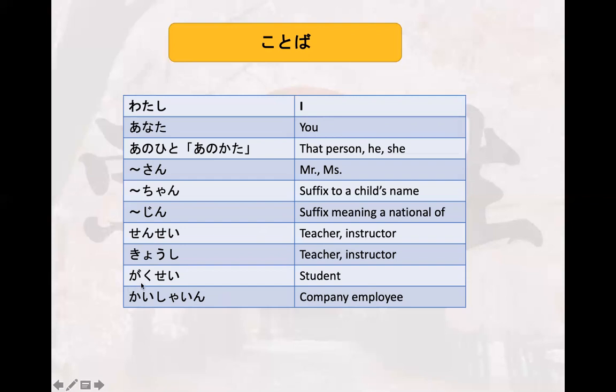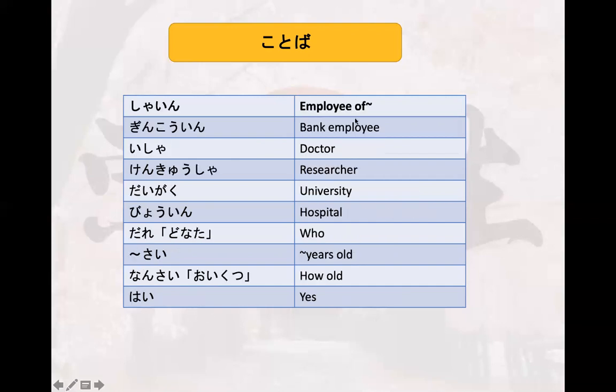Next student is gakusei. So you devocalize the u, no, for the ku. So you simply say gakusei. Company employee, kaishain. Next, employee or shain. Bank employee, ginko-in. Doctor, isha. Researcher, kenkyusha. University, daigaku. So when you say PUP University, you say PUP Daigaku.